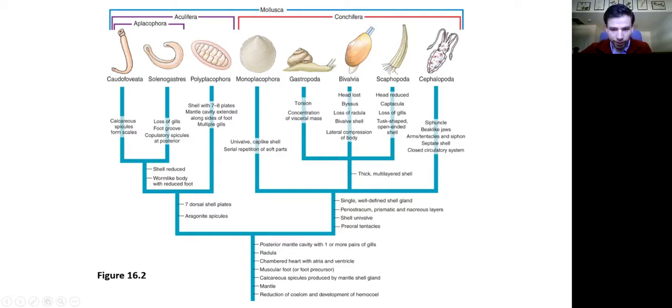What I want you to focus on is these basal features that were likely present in the common ancestor to all mollusks. Notice that some of these features, however, were lost throughout the diversification of mollusks. For example, here we have a radula, but in Bivalvia, we lost the radula. In fact, we lost the whole head. But they still have a mantle and a foot and a shell. So these are the features that unite the phylum Mollusca, as diverse as it is.